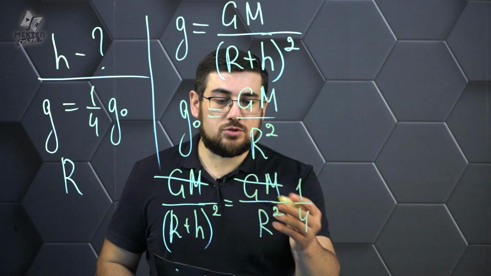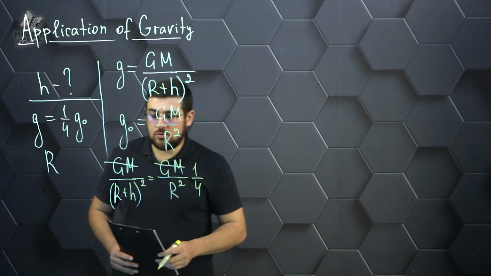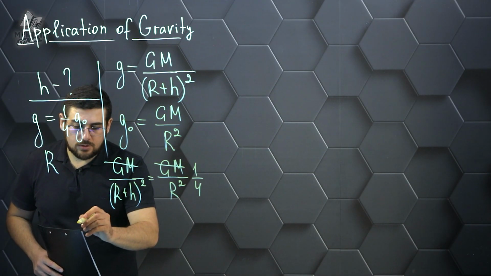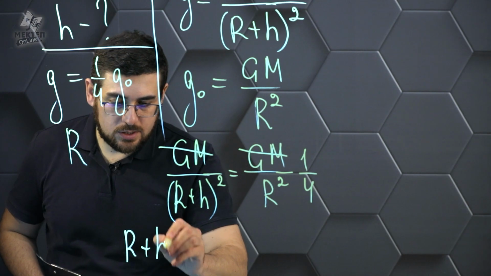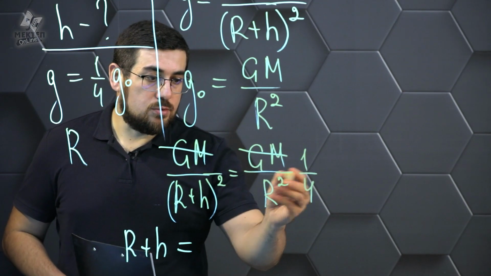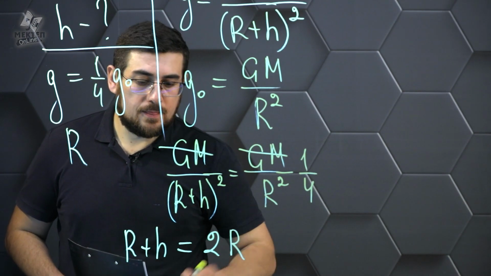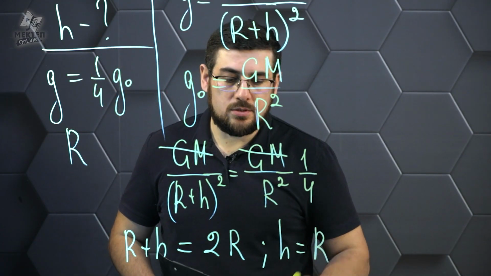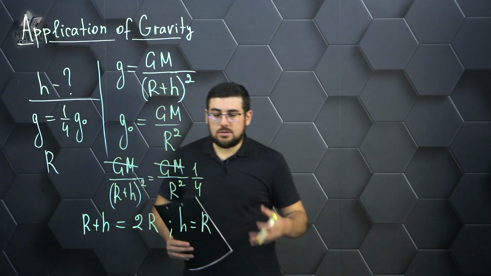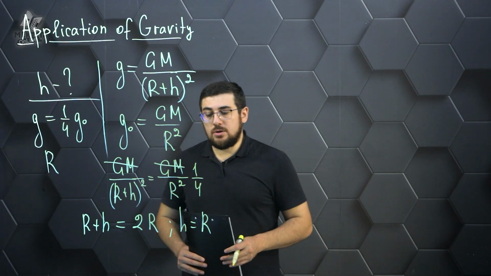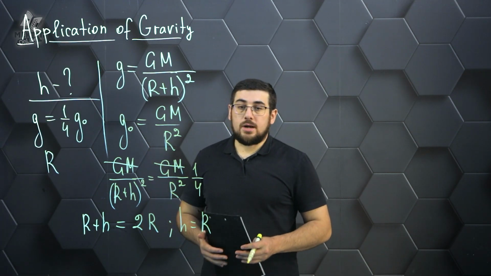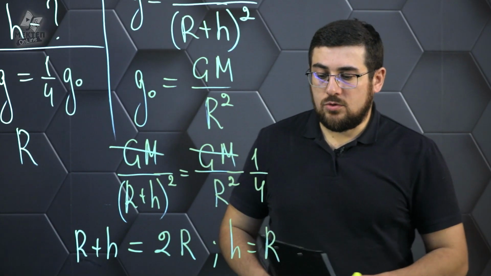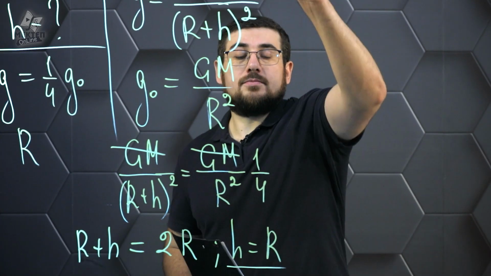Here we also have a square, and plus 4. Very convenient for extracting the square root. Then we get R plus h on the left side. And on the right side we have two R's. And then from here we can see that h will be equal to R. So if we go up to an altitude equal to the radius of the Earth, the acceleration will be 4 times smaller, and that is the answer to this problem.